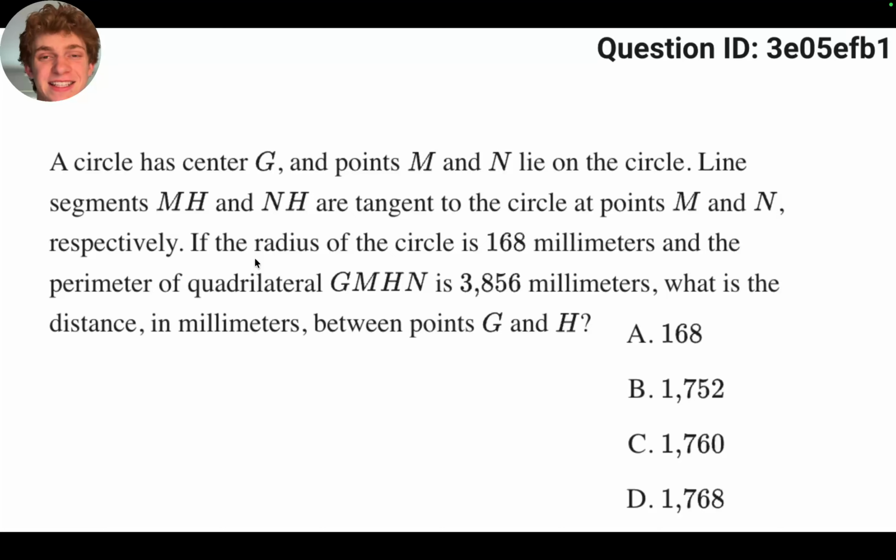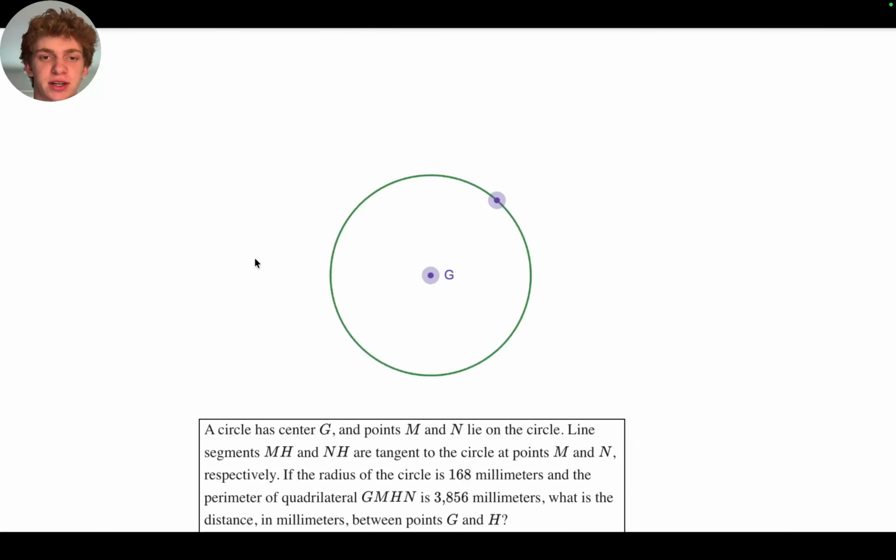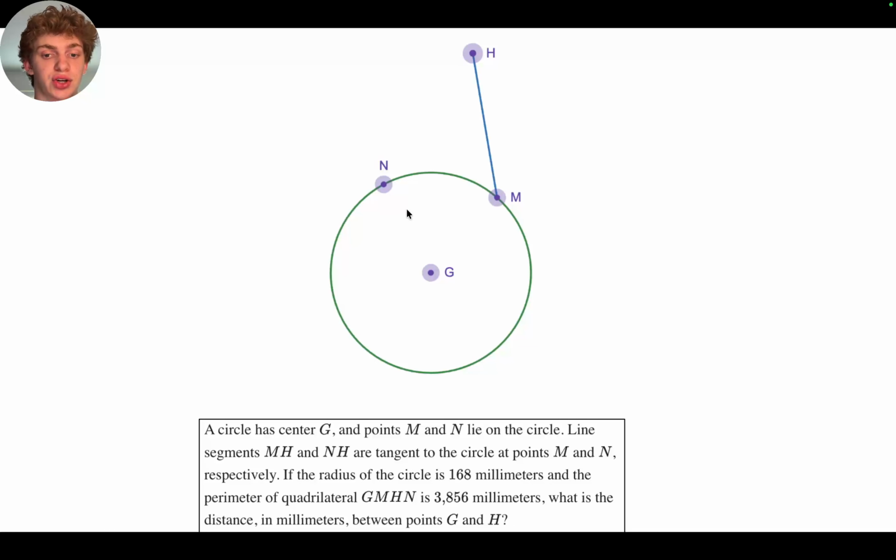I will show you the easiest way to solve this SAT question. To start, we are given a circle with a center G, and points M and N lie on this circle. So we have a center and 2 points on the circle. Line segments MH and NH are tangent to the circle at points M and N. So these two are tangent.